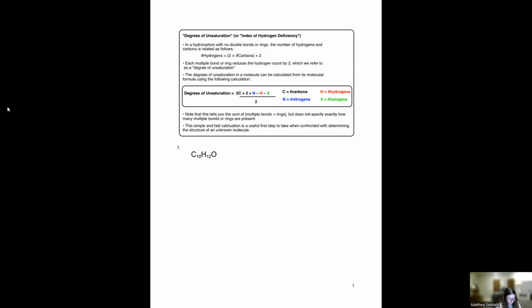Since we have the molecular formula C10H12O, we can calculate the hydrogen deficiency index, or the degree of unsaturation. This calculation can help determine if there are any double bonds or aromatic rings. Since our formula doesn't contain any nitrogens or halogens, I decided to ignore them for this part of solving.